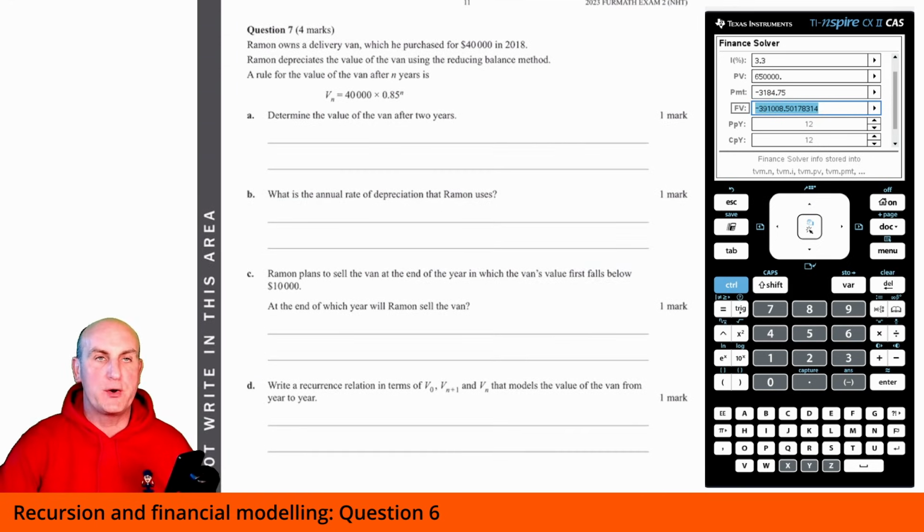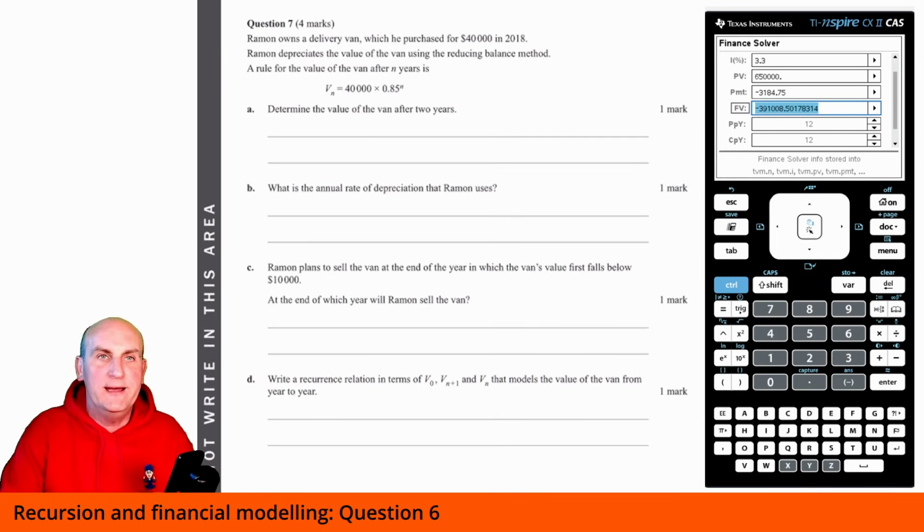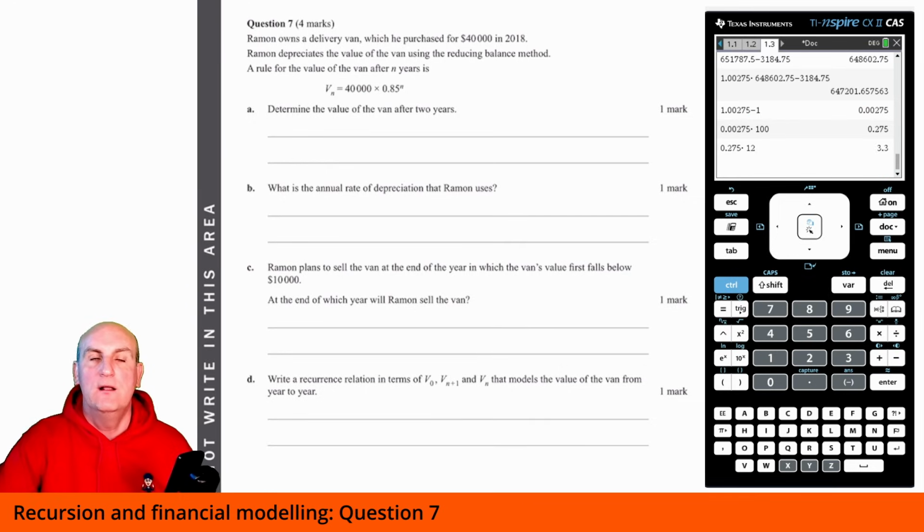Right, question number 7. Ramon owns a delivery van, which he purchased for $40,000 in 2018. Ramon depreciates the value of the van using the reducing balance method. A rule for the value of the van after n years is given. Determine the value after 2 years. Okay, fairly easy question there. Again, the questions should start relatively easy and get a little bit more complicated.